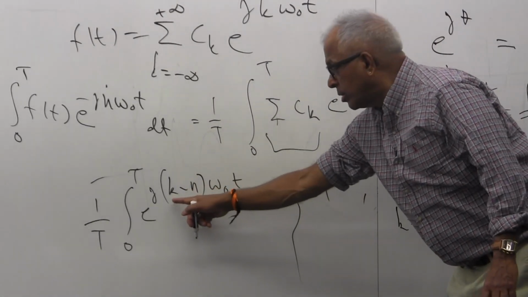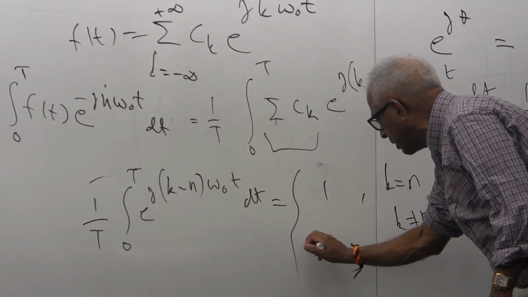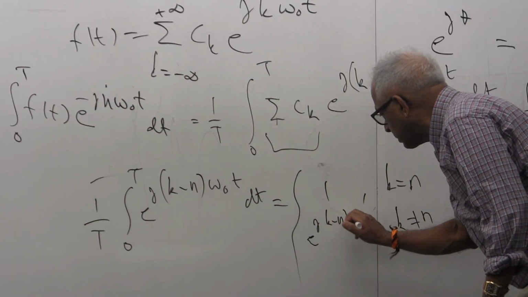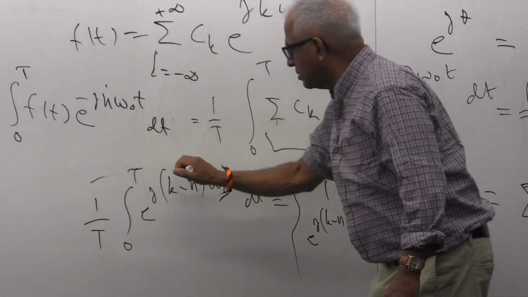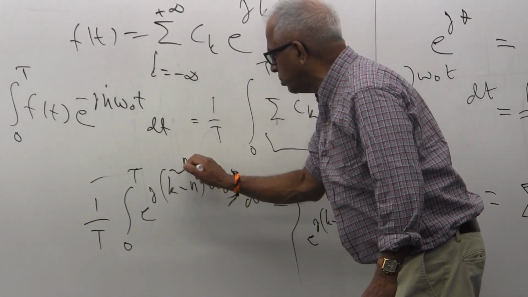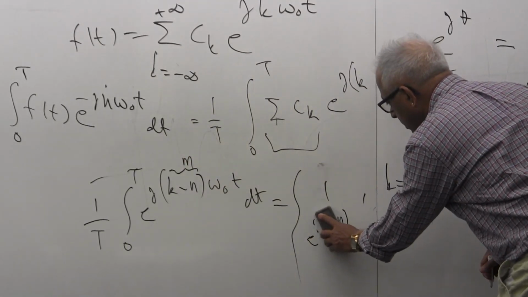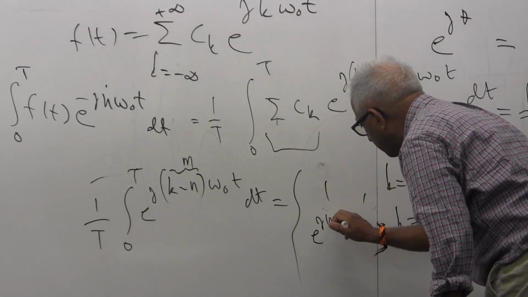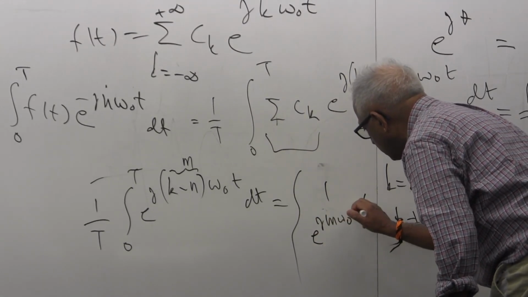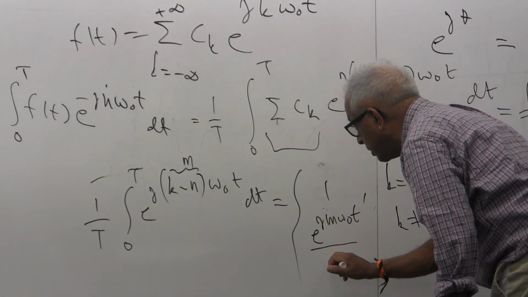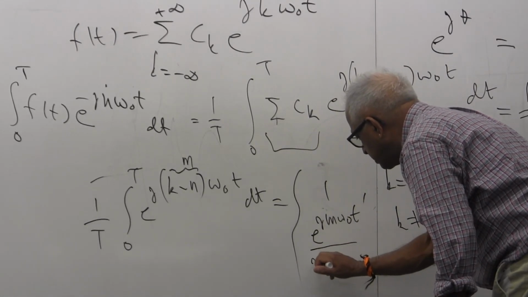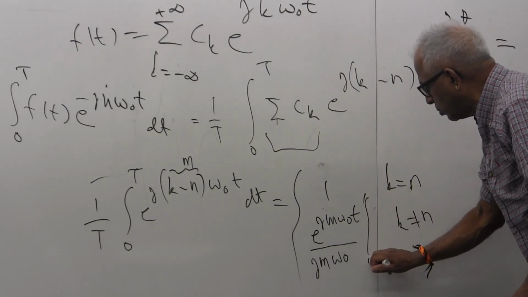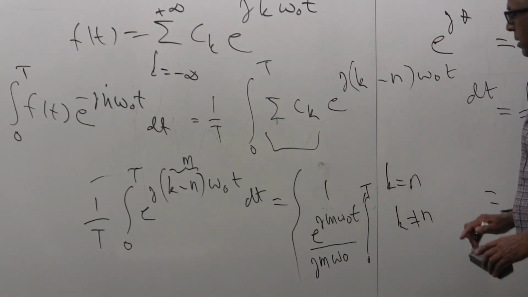When k is not equal to n, this is not 0, so I can write this as e raised to j (k minus n). Rather than carry this, let me call it m. So e raised to j m omega naught t divided by j m omega naught. Now I need to substitute 0 and T.